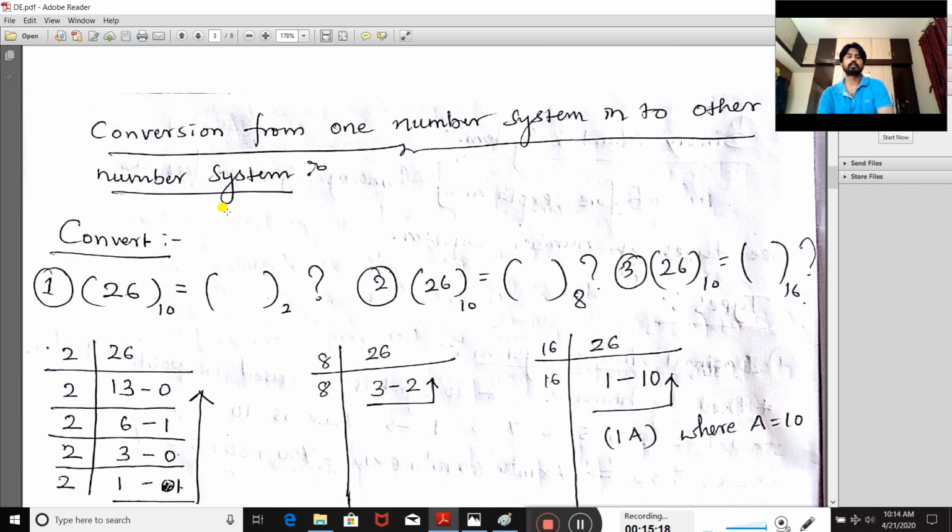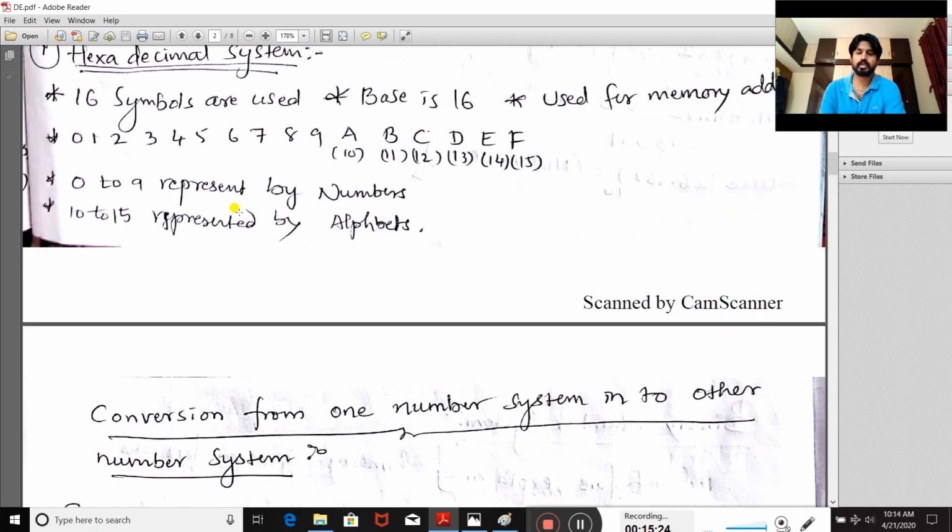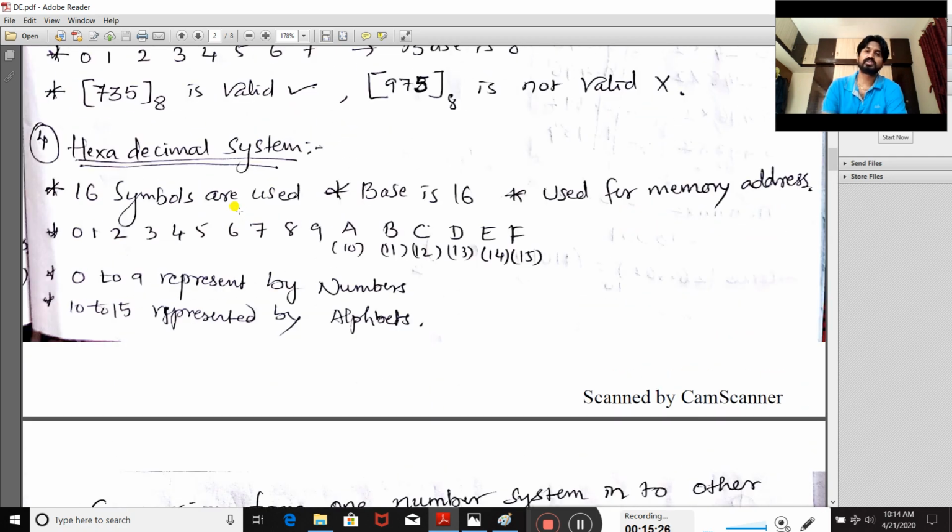This particular class I will take in the next session. So this is what we covered for today's class: what is digital electronics and the types of numbering systems.